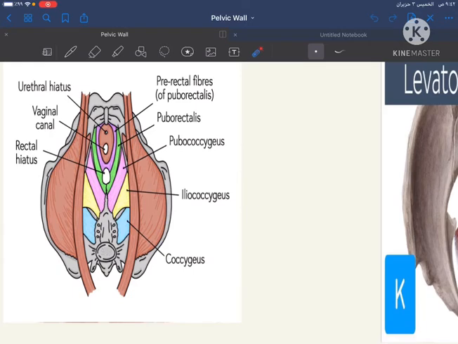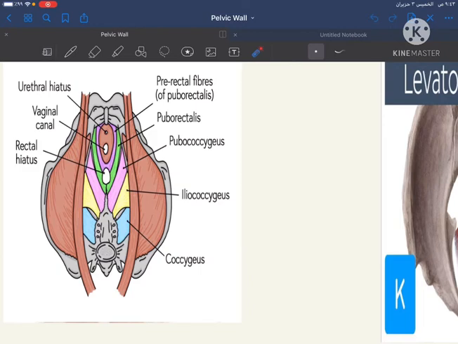The nerve supply of these fibers is from the pudendal nerve and the fourth sacral nerve. Action of this muscle: it provides resistance to the intrapelvic pressure during coughing and straining. So during coughing and straining, the intrapelvic pressure will increase and rise. This provides resistance to this rise in pressure, and also supports and maintains the structures in their positions in the pelvis.